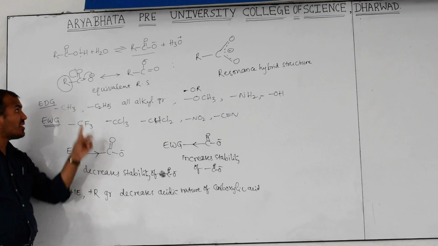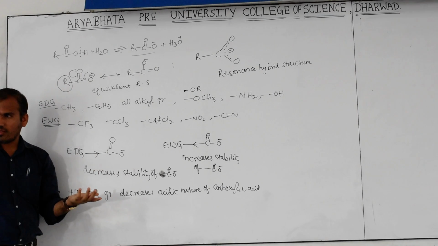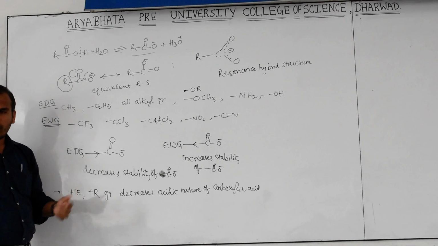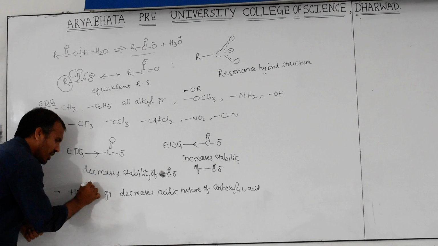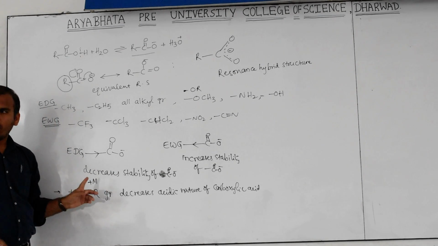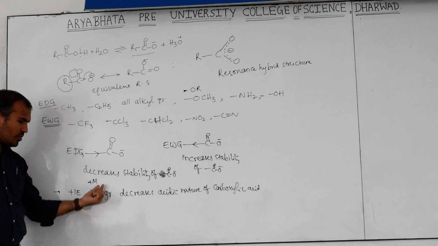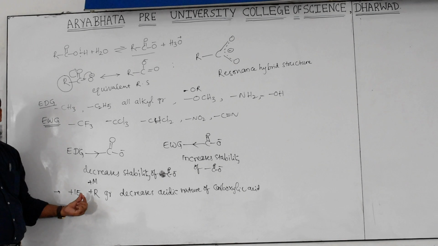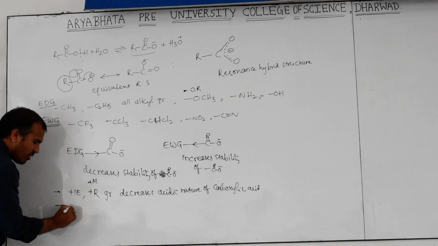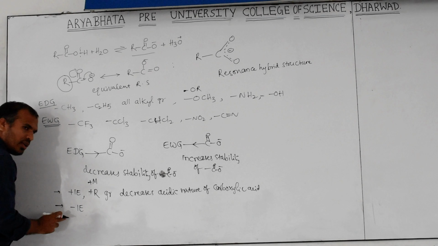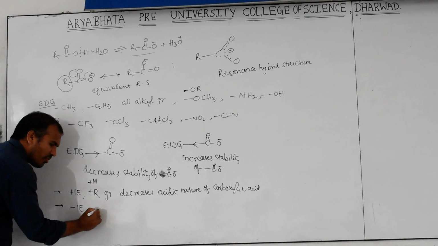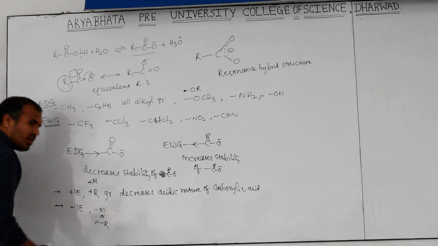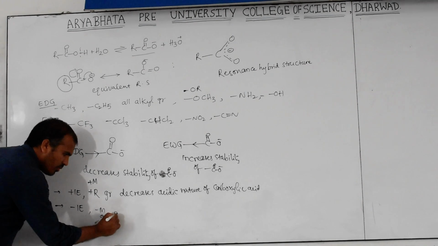R group means what? Not this alkyl group. Resonance. Generally, resonance is denoted with R, the mesomeric group. Sometimes there is also +M. +M means mesomeric, positive mesomeric or positive resonance. +I means what? Inductive effect. Similarly, here -I, negative inductive effect, or -M, this may be different, or -R, negative resonance group.